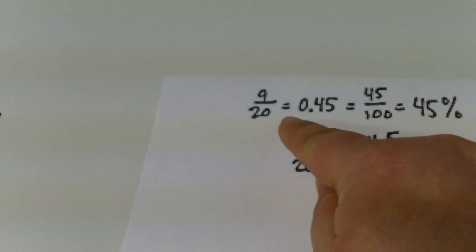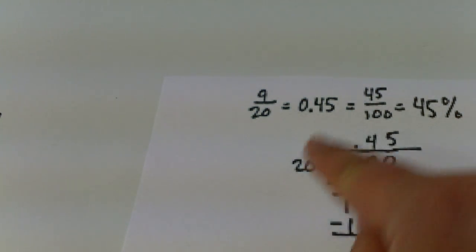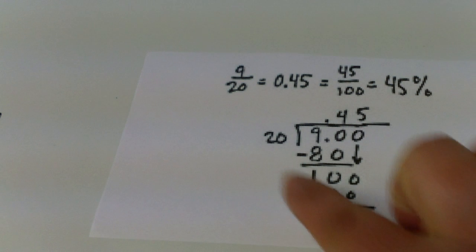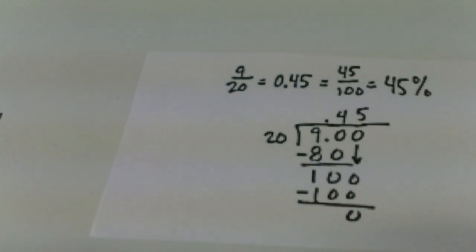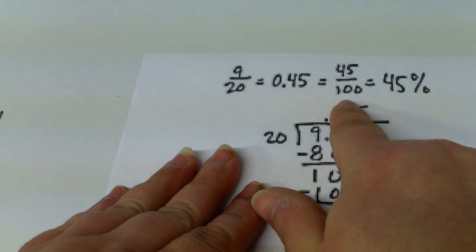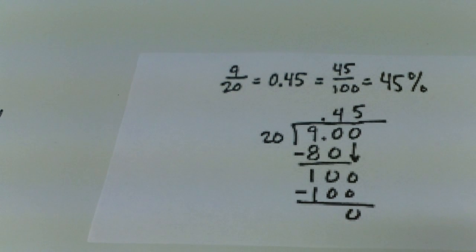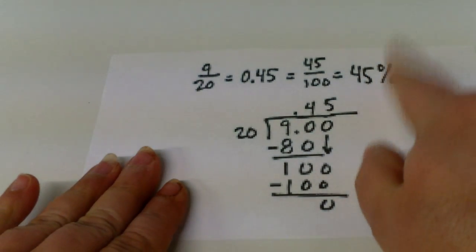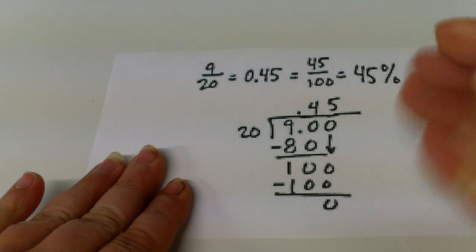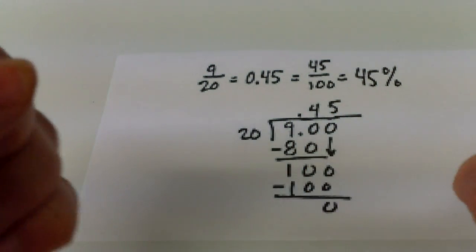Let's try another one. We have 9/20. We literally do the division here. Not too bad. We get 0.45. Say it with me. 45 hundredths. There you go. And that is how you would write it as a percent. 45 out of 100. That's what that symbol means. Out of 100. It actually has some mathematical value.